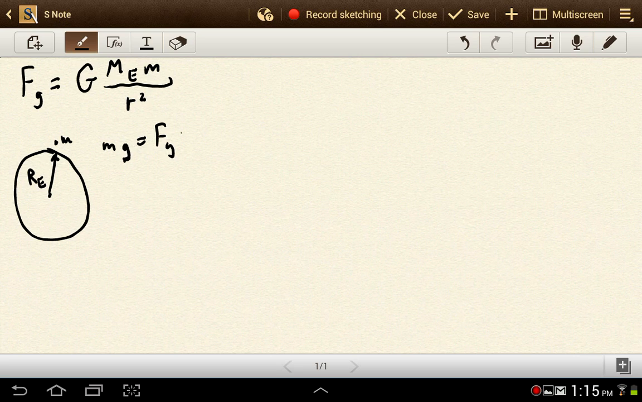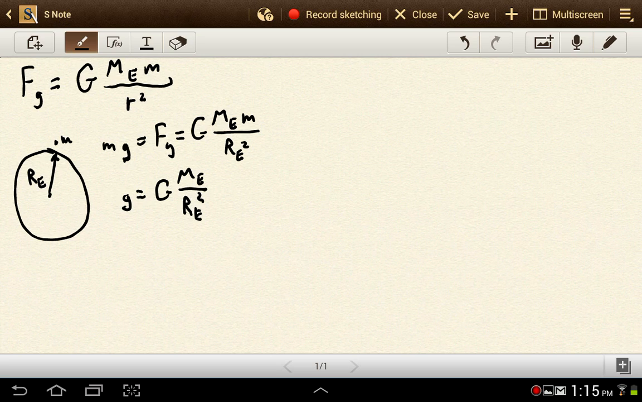So m times little g equals big G, M_E, and little m over the radius of the Earth squared. Of course you can cancel out the little m's, and you will get that little g is G times the mass of the Earth over the radius of the Earth squared. Okay, so that is fine for gravity on the surface of the Earth. What we want to do now is show that this 1 over r squared thing works.